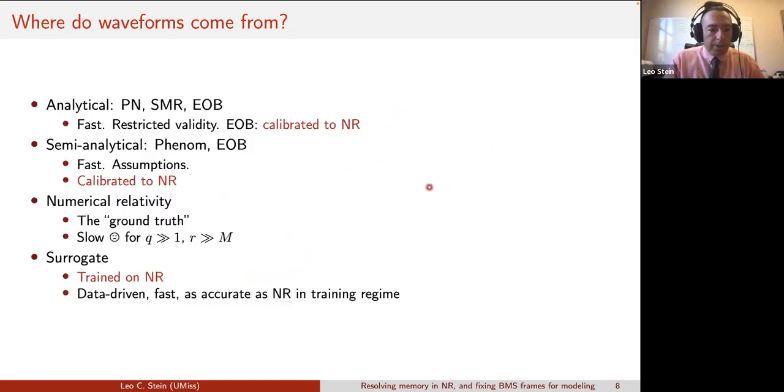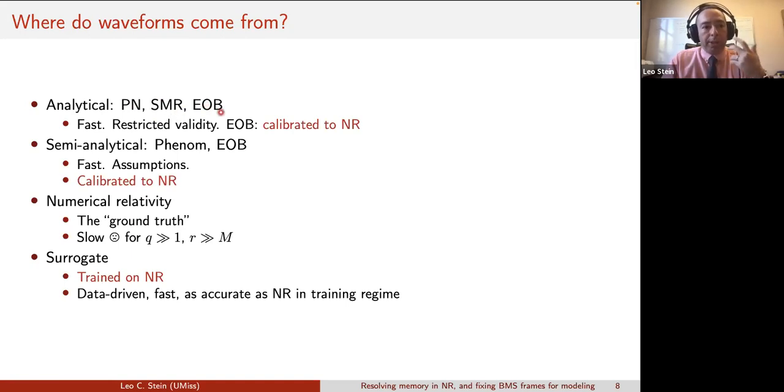All right, so let me try to go through all of this so that I don't waste too much time, because I'll get sidetracked. So there are the analytical techniques that I talked about: post-Newtonian, small mass ratio. Then there's something called effective one-body, which was initially an attempt to resum post-Newtonian and turn it into something like the small mass ratio problem.